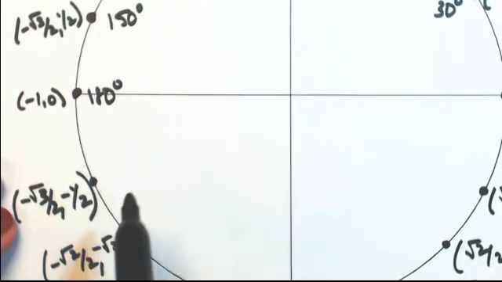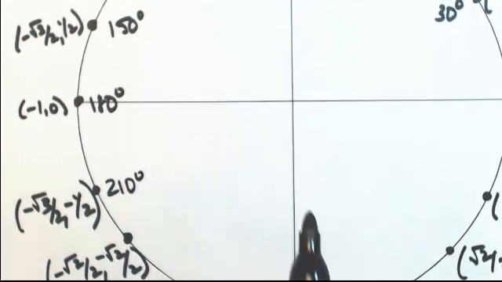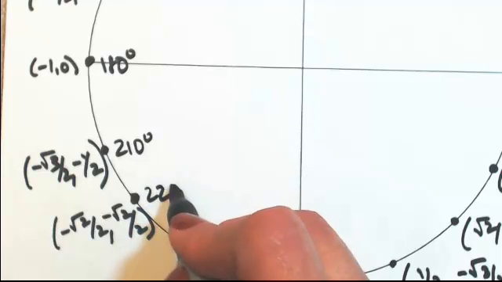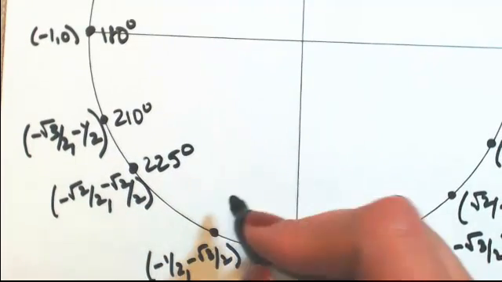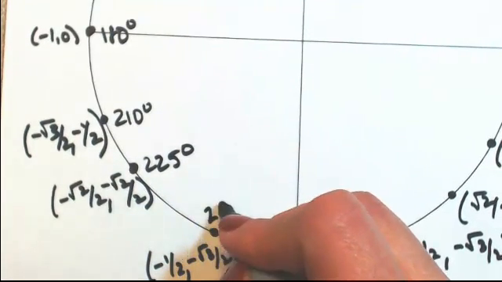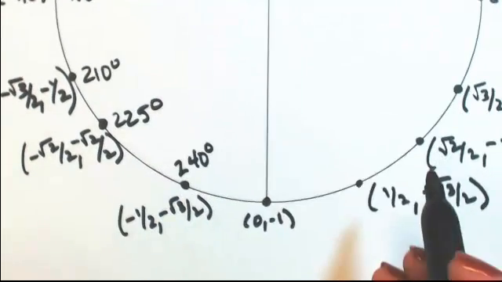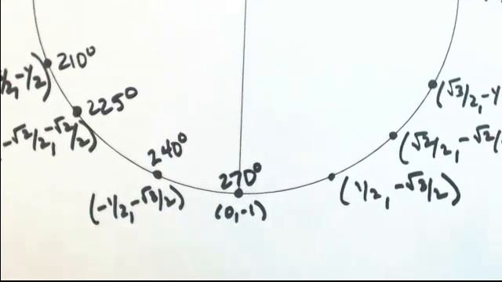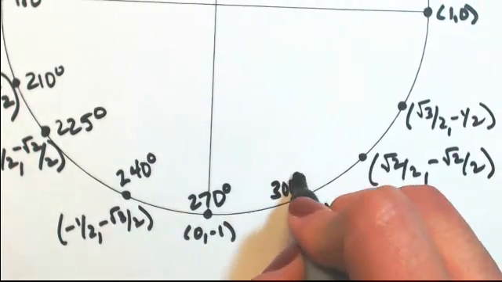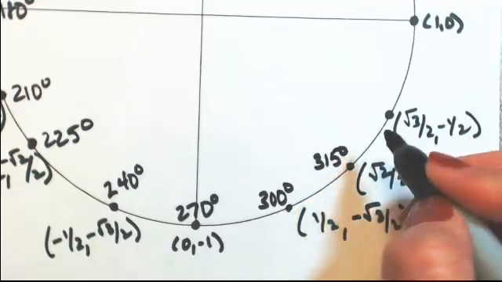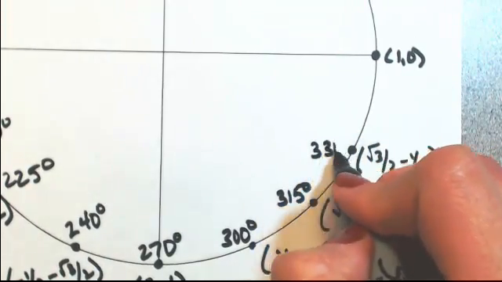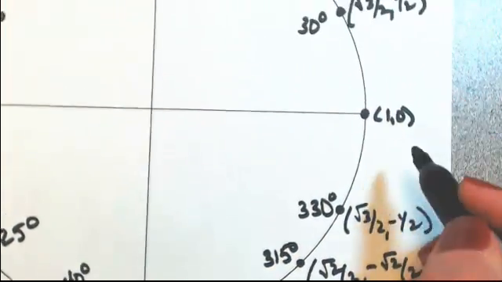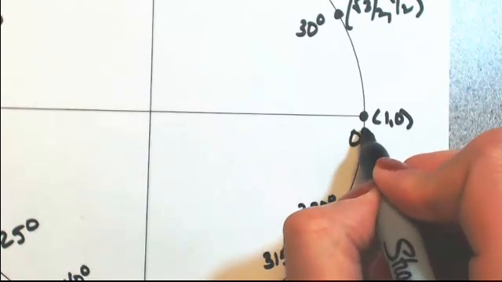So 180, add 30, so 210. Add 15. Add 15. And then add 30. Okay, one more time, add 30. Add 15. Add 15. And then add 30, so then we're back where we were, which is 0 degrees, or could be considered 360 degrees.